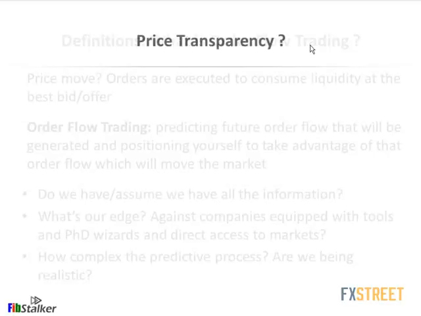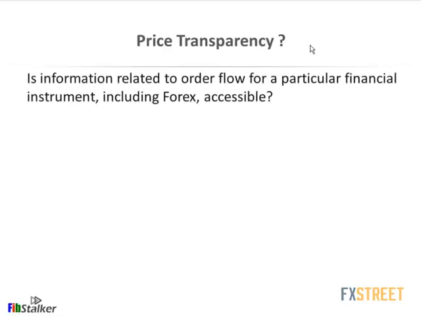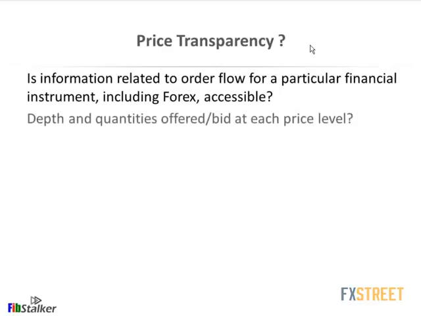This leads me to talk a little bit about price transparency. What is that? Do we have access? Can we see the information related to the order flow for a particular financial instrument? This could be forex, a stock, a bond, a future. Is that information really accessible? And also the depth of the market book that I mentioned before, and the quantities that are offered and bid at each price level, are they known? Are they visible?